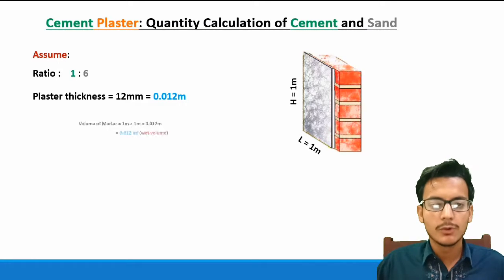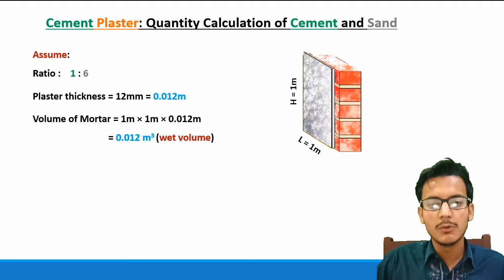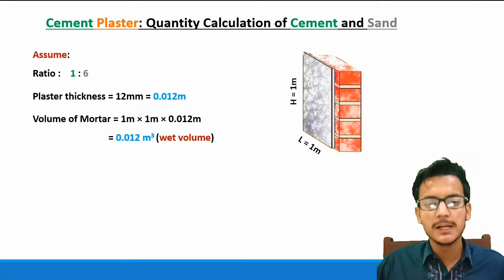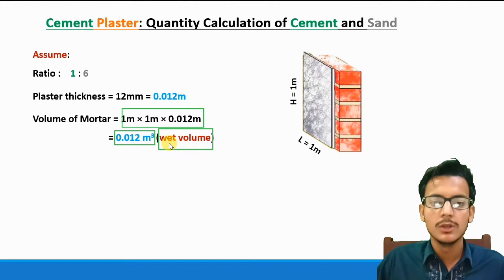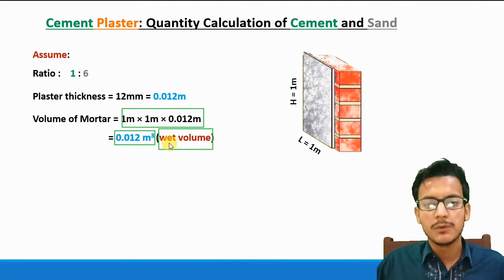Okay, so now we will calculate the volume of mortar. How will we calculate it? By multiplying three values. Number one is the length of plaster, second the height of plaster, and third the thickness of plaster. After multiplying these three values you will get your answer in cubic meter, that is your wet volume. Keep in mind, this is your wet volume and you have to convert it to dry volume to calculate the quantity of cement and sand.